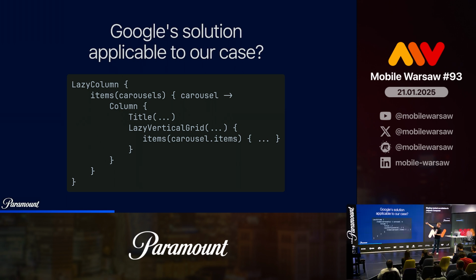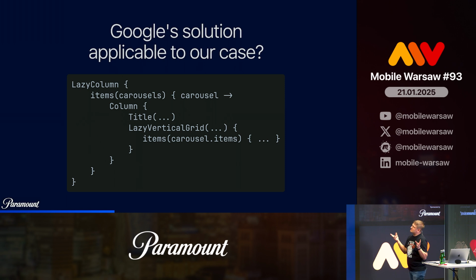So it's a lazy column with items of carousels. The carousels is our paginated list of items. In case you don't know how paging with Jetpack Paging and Jetpack Compose works, you're simply getting a list which is magically populated as you scroll down. So we're iterating over the carousels list, and for each carousel we're displaying the column with a title and the lazy vertical grid. So that was the code that was crashing for us, right?